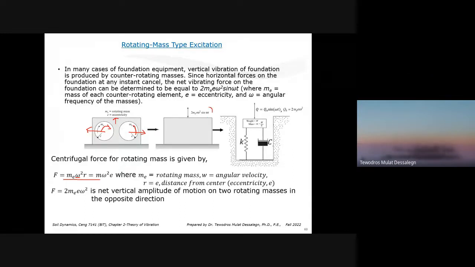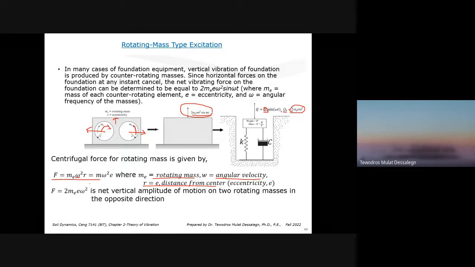So the force finally can be represented by here. The horizontals cancel out, but the verticals add together: 2 times m e omega squared sine omega t. So in this case, the vibration properties are still similar, except now instead of a constant Q0 force, we have Q0 represented by 2 m e omega squared. That's the difference. So the centrifugal force is given by this F, where m is the rotating mass, omega is angular velocity, e is the distance from center, which is eccentricity or radius.